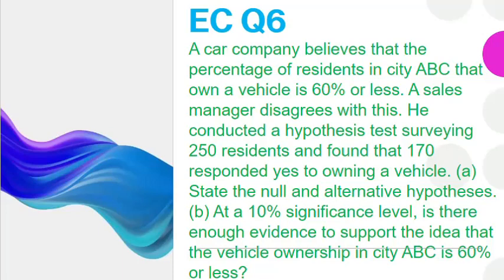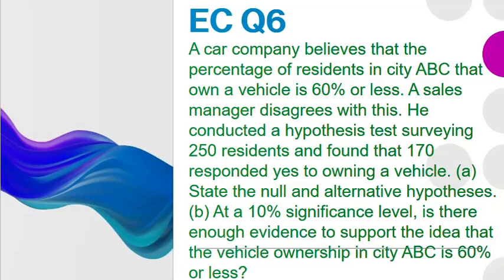Good day, everybody. Now we are going to look at extra credit question number 6, which reads: a car company believes that the percentage of residents in a city ABC that owns a vehicle is 60% or less. A sales manager disagrees with this. He conducted a hypothesis test surveying 250 residents and found out that 170 of the 250 residents responded yes to owning a vehicle.